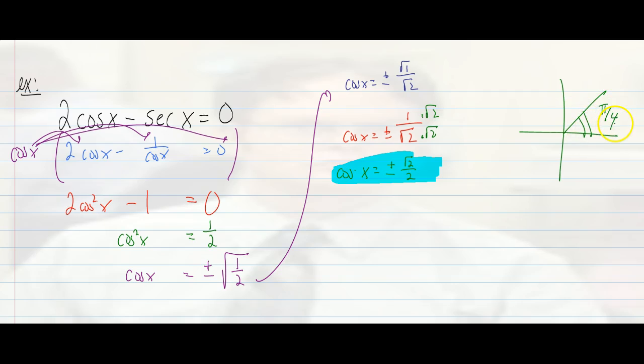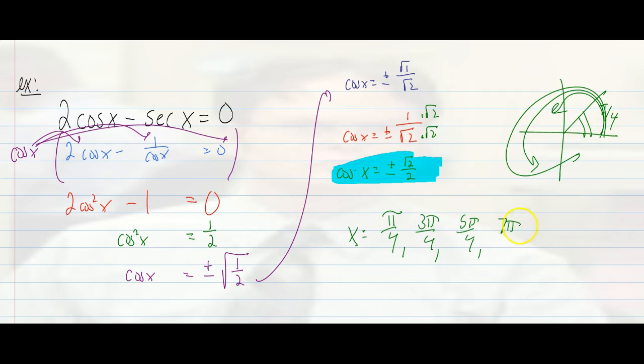The reference angle is going to be pi over 4. That's where cosine is equal to root 2 over 2. So in the first quadrant, we have an answer of pi over 4. In the second quadrant, we have 3 pi over 4. In the third quadrant, we have 5 pi over 4. And in the fourth quadrant, we have 7 pi over 4.